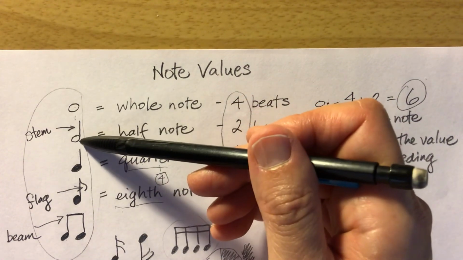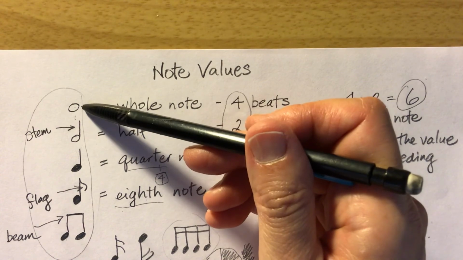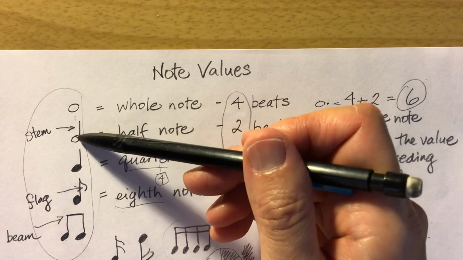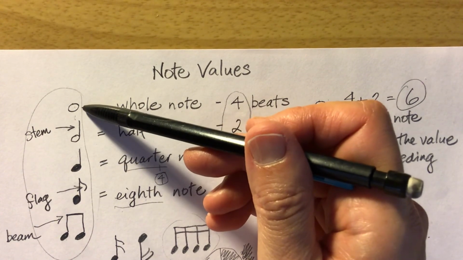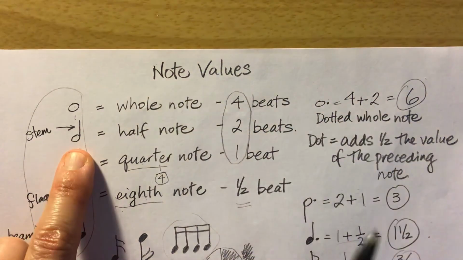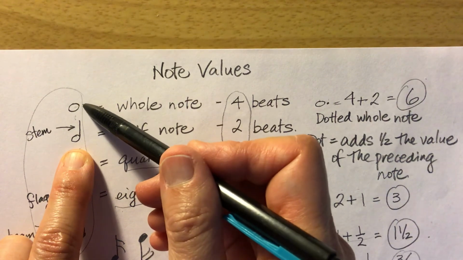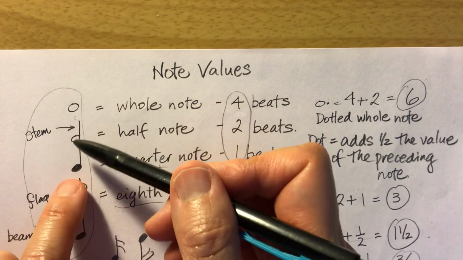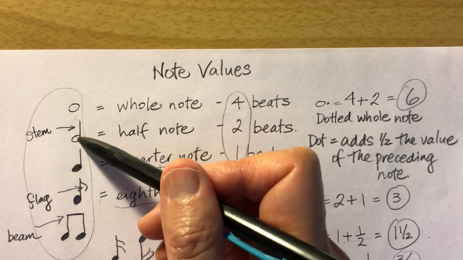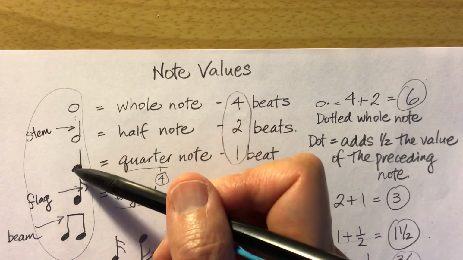You need 2 half notes to equal 1 whole note, right? This is half the value of this, right? So if this gets 1 beat suddenly, this is twice as long. So that would get 2 beats. So everything just changes, but the ratio from one note value to the next never changes.